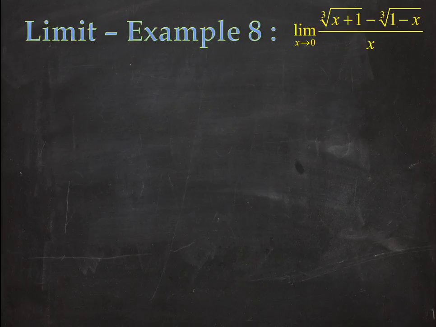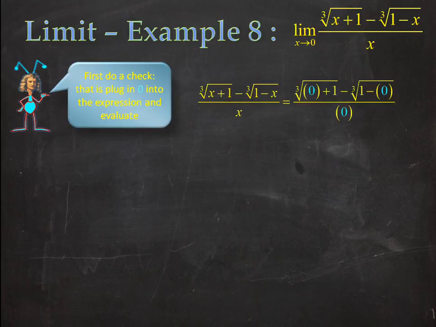But before we attack this little beastie, you remember the first thing you should always do is look at the value that x goes to, in this example here, 0, and substitute that value into the expression. So let's make that substitution. We'll do some house cleaning, and we obtain 0 over 0.